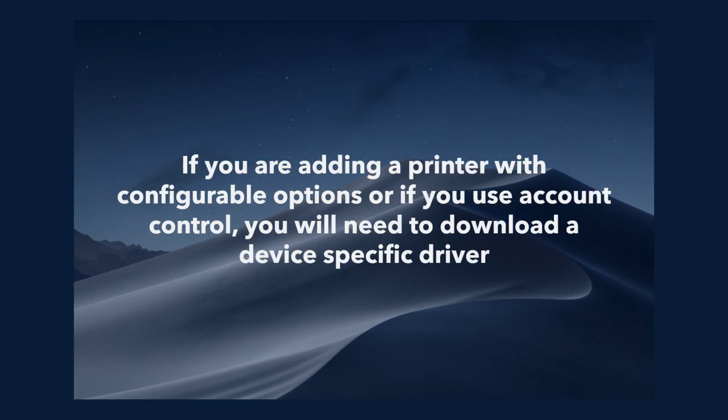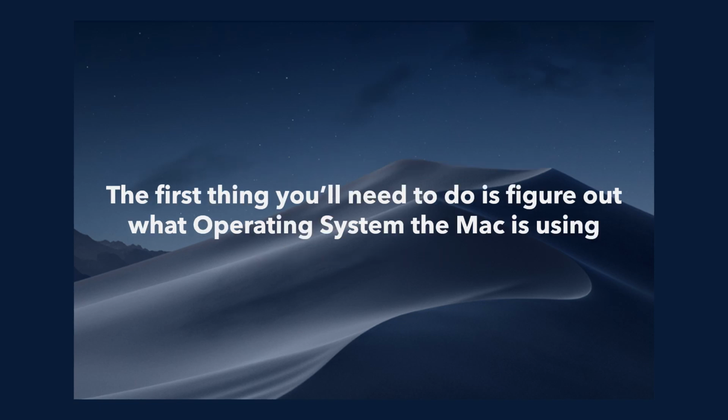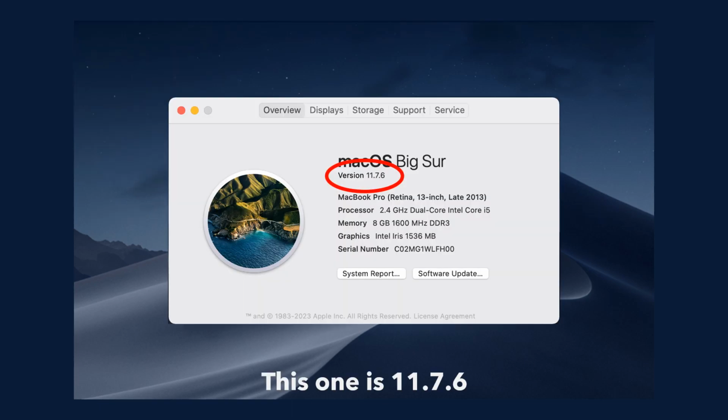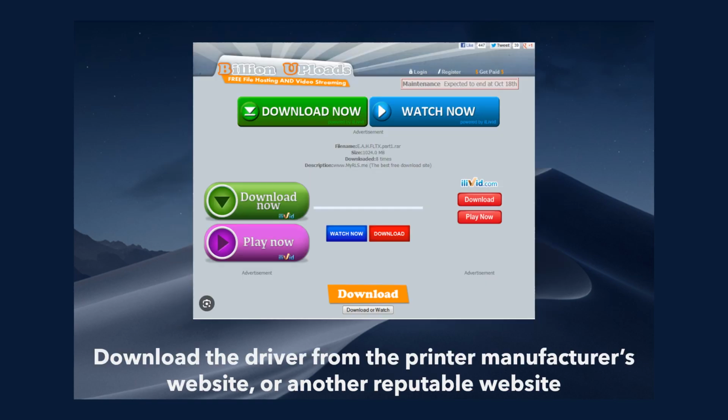If you are adding a printer with configurable options or if you use account control, you will need to download the device-specific driver. The first thing you'll need to do is figure out what operating system the Mac is using. Click the Apple icon and look at About This Mac. This one is 11.7.6. Download the driver from the printer manufacturer's website, or another reputable website.